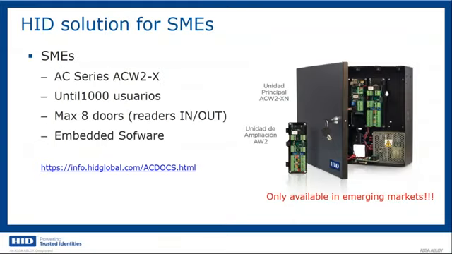This is how it looks. Normally it comes with a metal box, a controller, and a module that is called AW2. It also has the power supply, and it will have a tamper, okay? It can work with up to 1,000 users. The max number of doors is 8 doors, with readers in and out. So we can talk about 16 readers, but we can only configure up to 8 doors, okay?